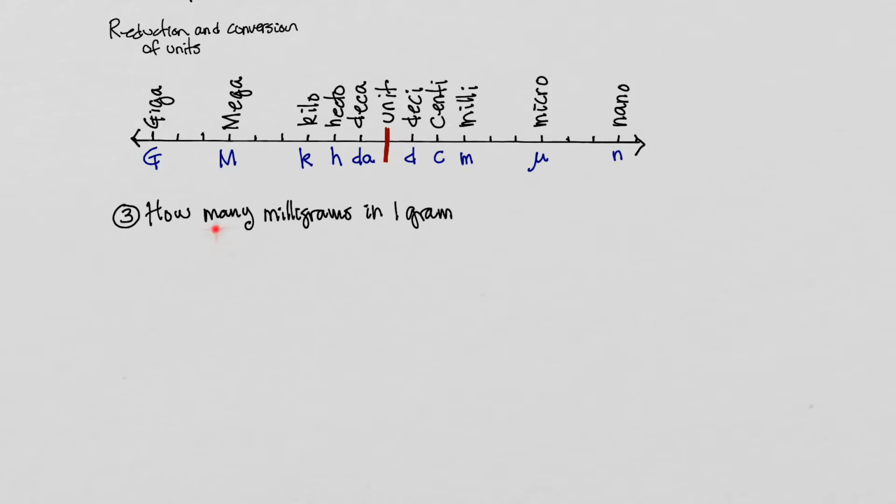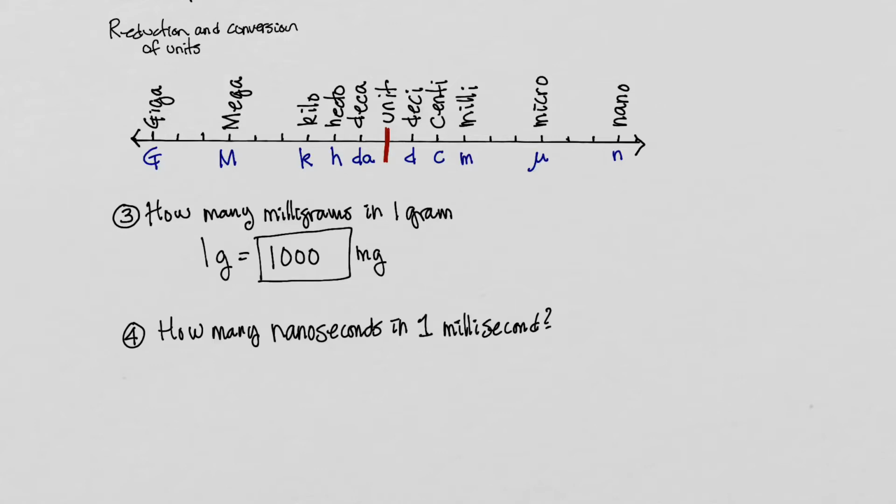Let's try this one. How many milligrams are there in 1 gram? So what we want to do is take 1 gram and say that's equal to how many milligrams? Why don't we try this one now? How many nanoseconds are there in 1 millisecond? So what we're looking for here is 1 millisecond is equal to how many nanoseconds? So let's put ourselves over here. What we're really asking now is 1 millisecond is how many nanoseconds?